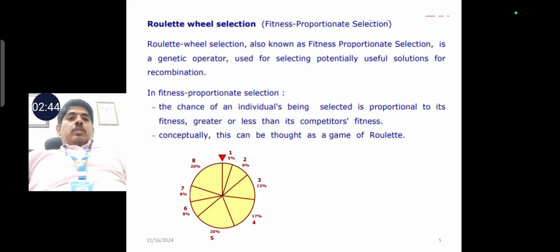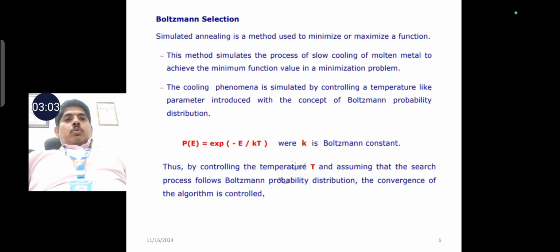These are simple examples. Everybody is already familiar with roulette wheel selection. We rotate the roulette wheel, it stops at one point, and based on that we select the offspring. In Boltzmann selection, we select the values by using the formula.